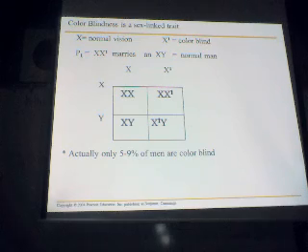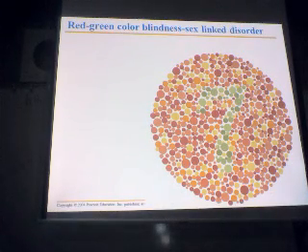To see if you're colorblind, we have this little slide. Here you can see we have some dots. In the middle, you should see the number 7 in dots, and it should be green. If that 7 looks blue to you, you may be colorblind.